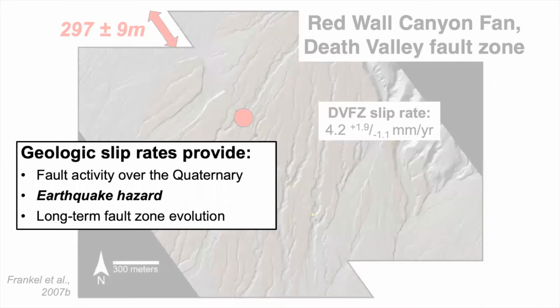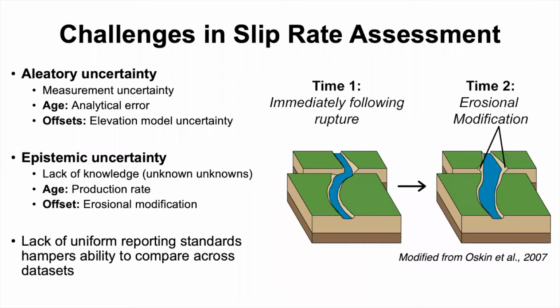Slip rate measurements such as these provide constraints on fault activity over the last tens of thousands of years. These measurements are used as inputs for models of earthquake behavior and allow us to infer future earthquake hazard. We also use slip rates to connect Quaternary records of faulting to models of fault zone evolution that span millions of years. Though in theory slip rate measurements are straightforward to calculate, requiring only a measurement of offset and landform age, there are numerous challenges to communicating and comparing uncertainty across datasets.